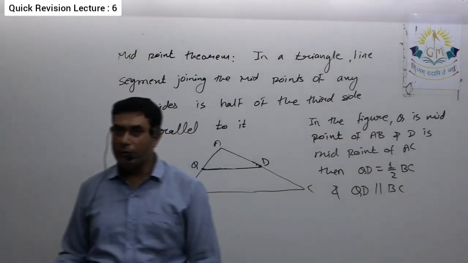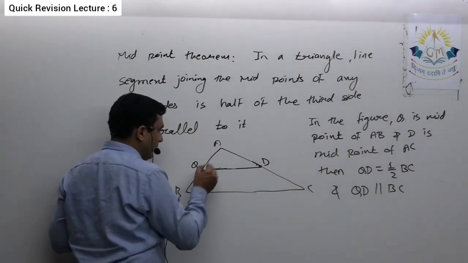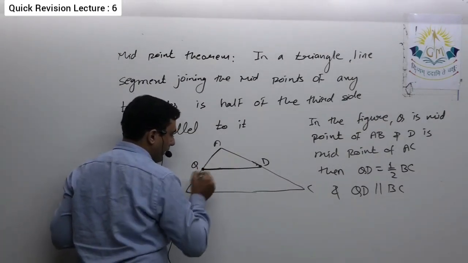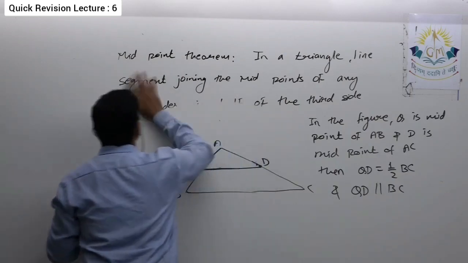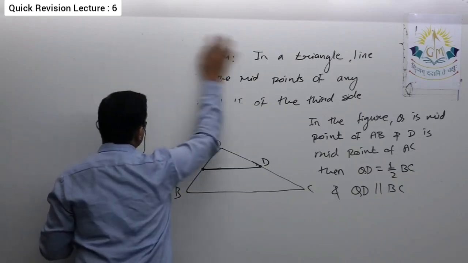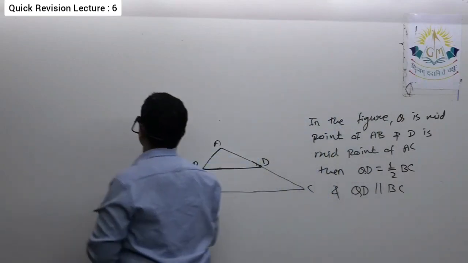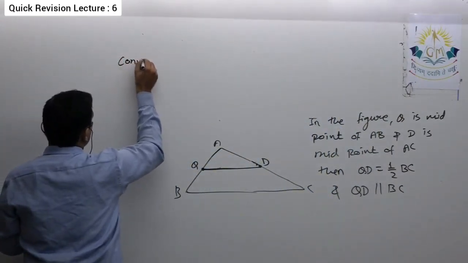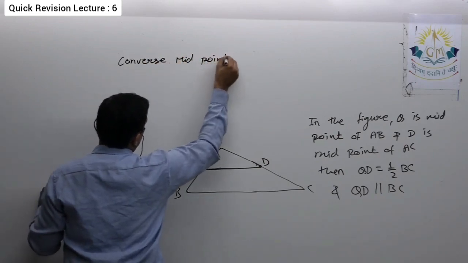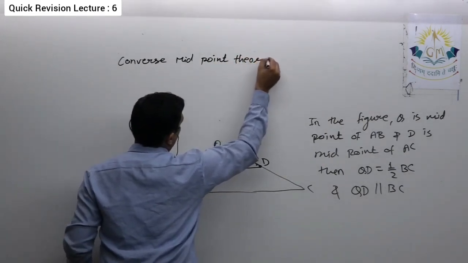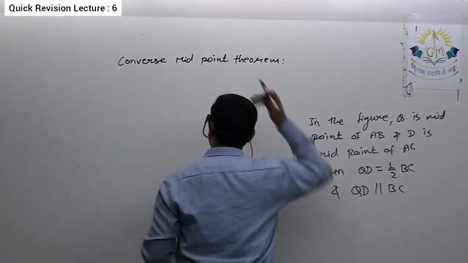Now there is one more theorem which is the converse of this. The converse of the midpoint theorem says that if a line segment is drawn from the midpoint of one side of the triangle parallel to another side, then it will bisect the third side.